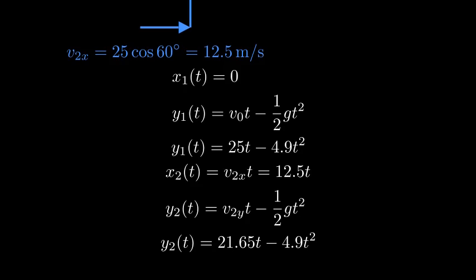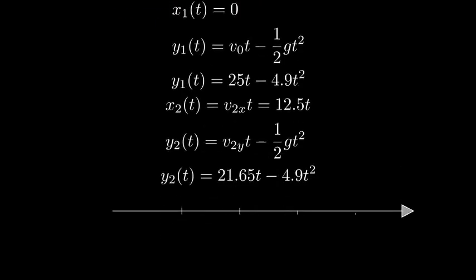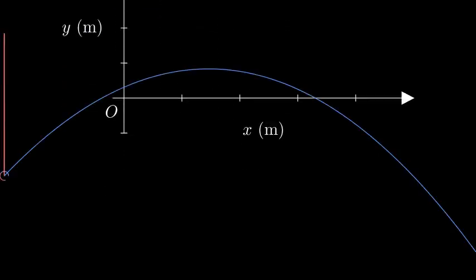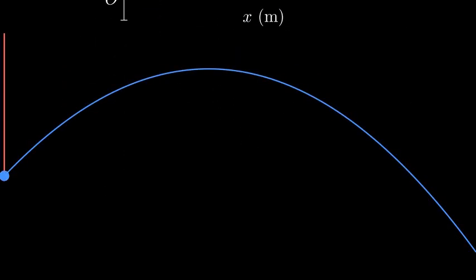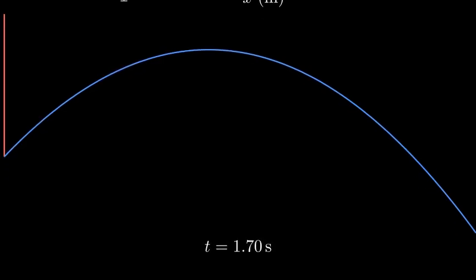Let's visualize the trajectories of both bodies. The red ball moves straight up and then back down, while the blue ball follows a parabolic path. At t equals 1.70 seconds, the first body is at this position, and the second body is at this position. The separation vector between them is shown here. Now, we'll calculate the separation vector components and find the distance.